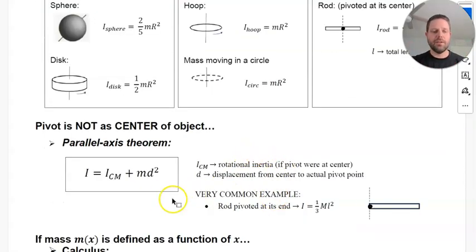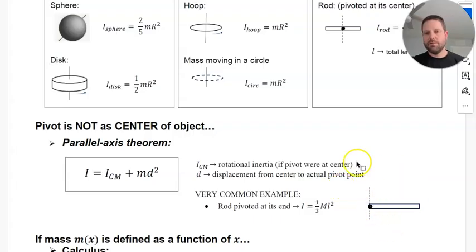In those situations, if it's just simply shifting it over, we can apply what's called the parallel axis theorem, because we're going to be rotating it not through the center, but through a parallel axis instead. So the distance between them is going to be d. It's the displacement of the center point to the actual pivot point.